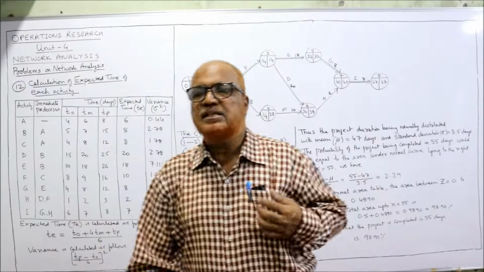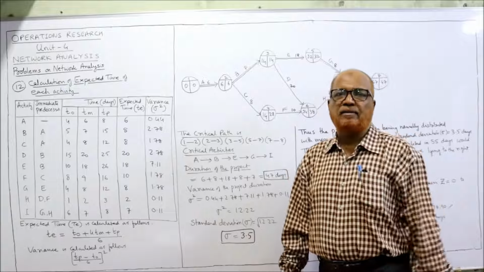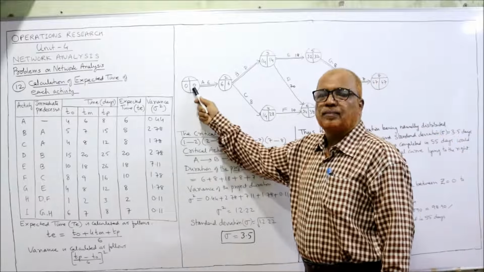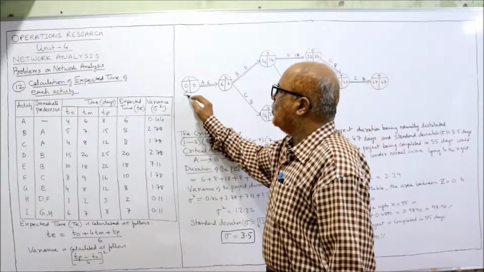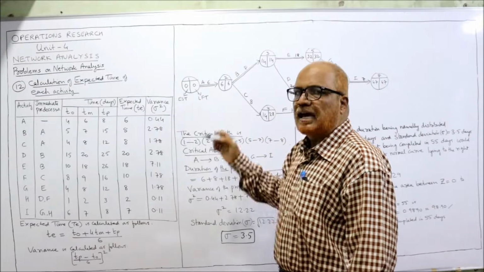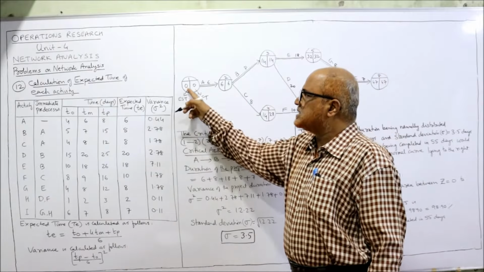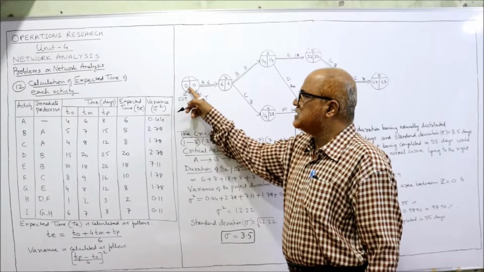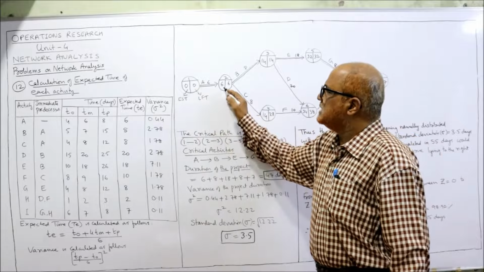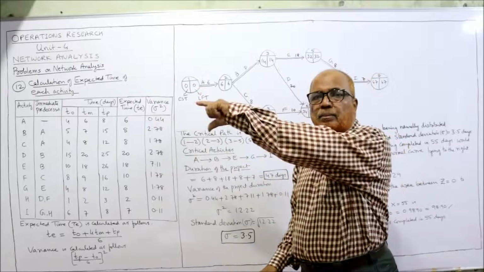Now we have to calculate the EST and LFT values: the forward pass gives EST values, the backward pass gives LFT values. Forward pass means going from the first event to the last event. The EST of the first event is always 0. This is the EST value and this is the LFT value. The LFT value we will get afterwards, in the backward pass. First we calculate EST. How many activities are merging here? Only one. So 0 plus 6 is 6. Don't see the second number. The second number is LFT, afterwards, coming backward.